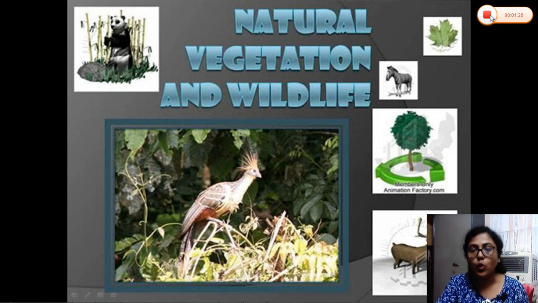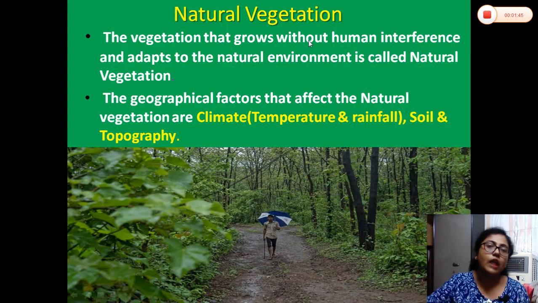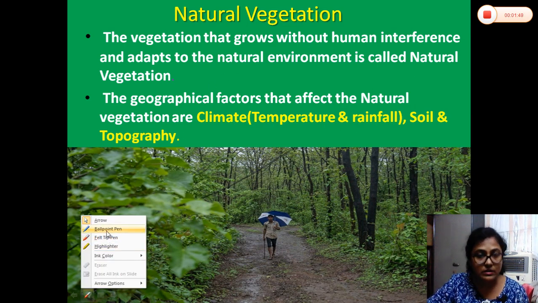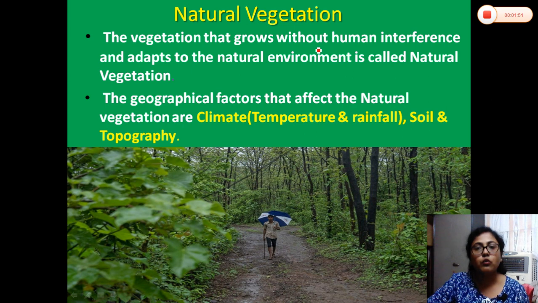So, let us know what we will study today. We will study natural vegetation. So, we need to know what natural vegetation is. Just see, natural vegetation is that vegetation which grows without any human interference.